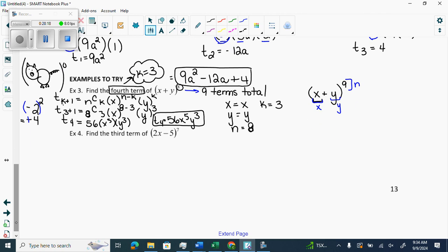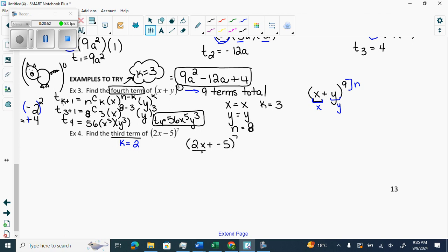So I want you guys to try and find the 3rd term. There's 2 key things here. Let's set it up first, and I want you to find it. 3rd term means k is what? K equals 2, because I want T3, k plus 1 would have to be 3, right? What's the problem with this binomial currently? What does it have in the middle of it? A negative, so I have to rewrite it as 2x plus negative 5 to the 7.